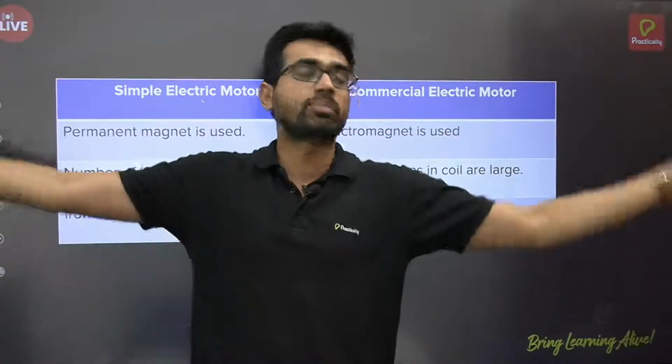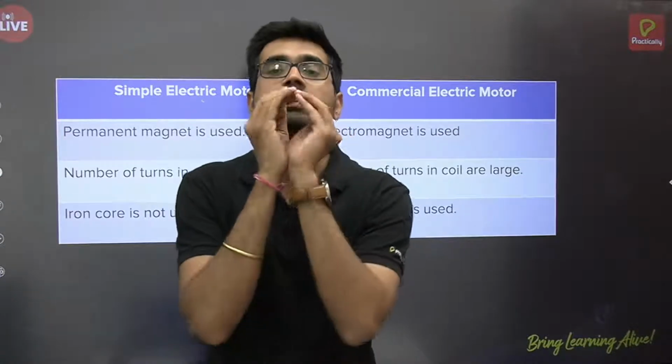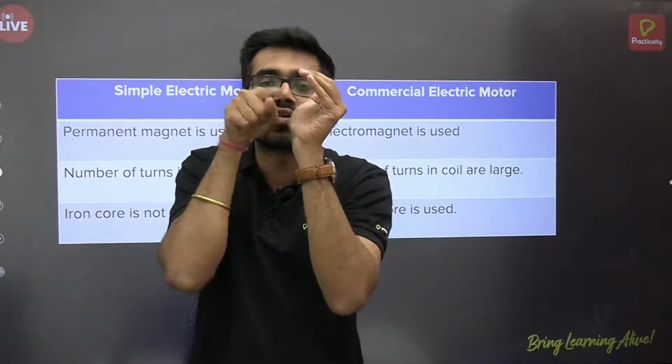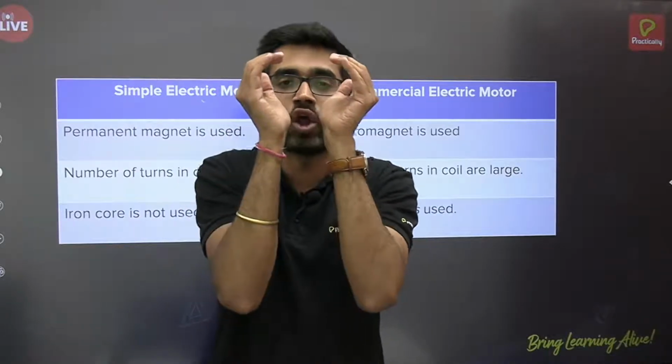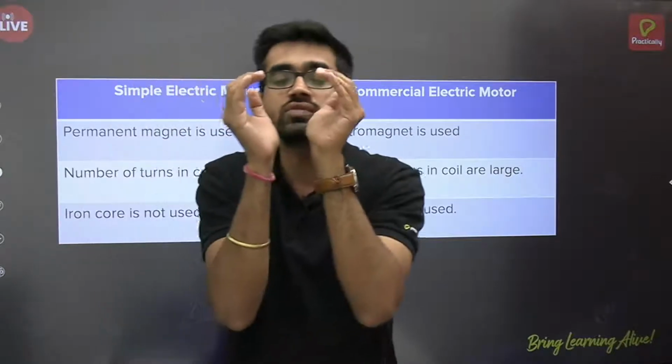So instead of buying a bigger magnet, we take a small coil and pass heavy current in it, and it becomes a magnet. Now this electromagnetic coil behaves as the north and south of a horseshoe magnet. This is why commercial motors have this.